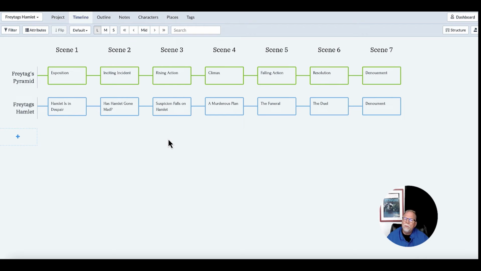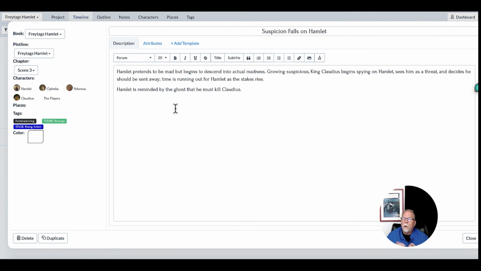Because as we move into the rising action, we see that now the new king has become suspicious of Hamlet. Because Hamlet pretends.